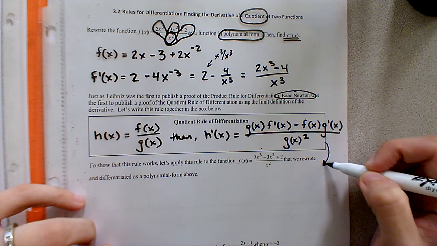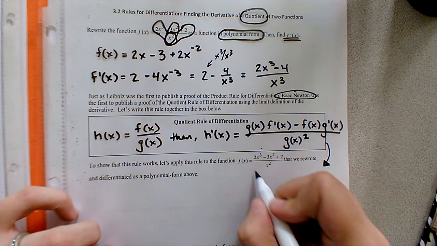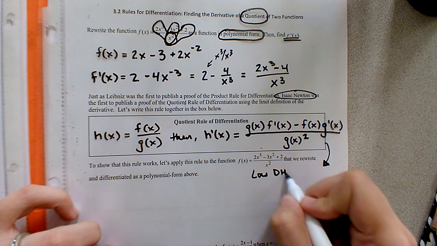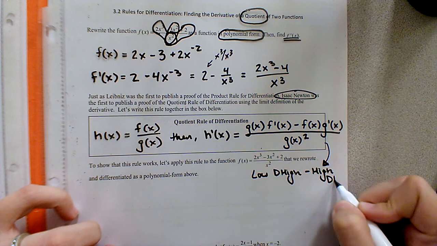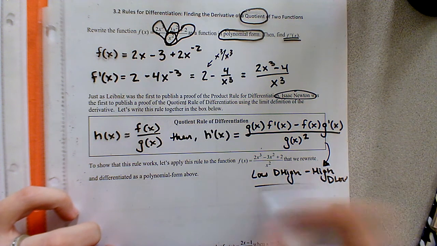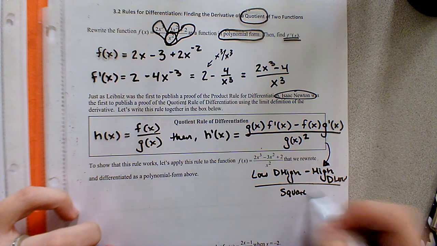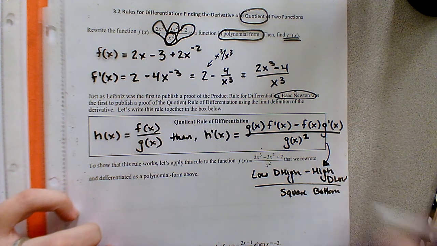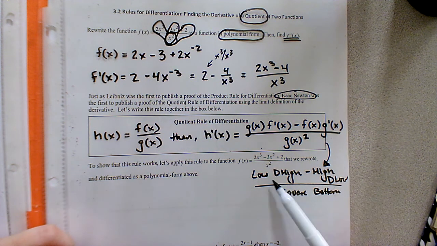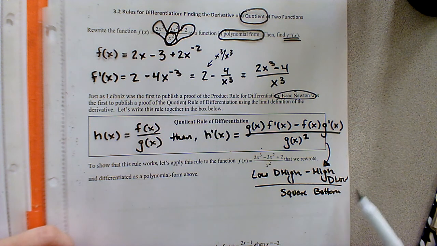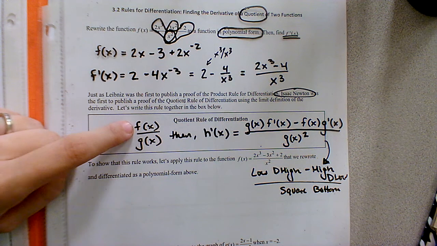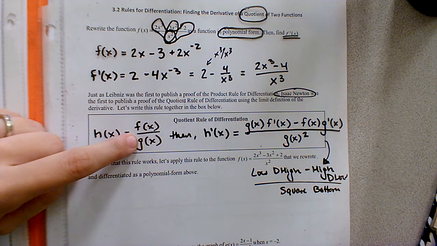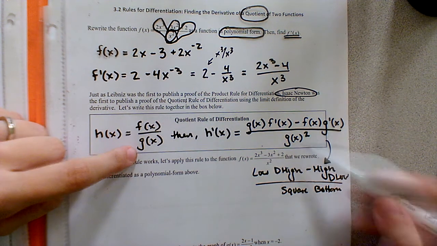So my little phrase that students seem to like throughout the years is low d high minus high d low, square the bottom, and away we go. Alright, so I'll go ahead and say that again. Low d high minus high d low, square the bottom, and away we go. So we're going to take the low function times the derivative of the high minus the high times the derivative of the low, and we're going to square the original bottom.